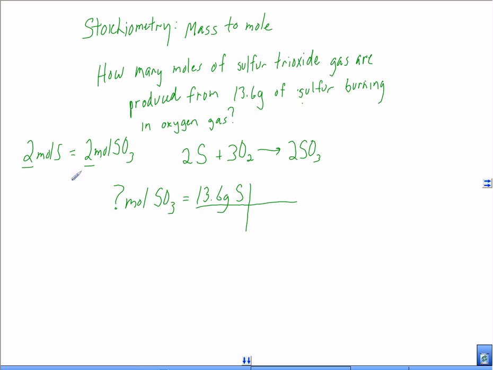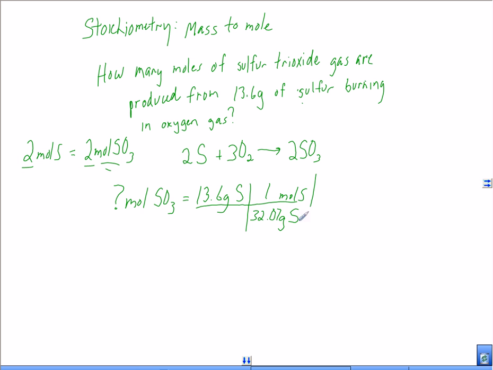But I don't have moles of sulfur, I have grams of sulfur. So I'm going to have to take my grams of sulfur and convert them to moles of sulfur. Well, I know that 1 mole of sulfur I can look up on the periodic table and determine its gram value. And when I look on the periodic table at the molar mass of sulfur, I see that it's 32.07 grams. So if I just stopped here and divided 13.6 by 32.07, that would give me moles of sulfur. Of course, I don't want moles of sulfur.